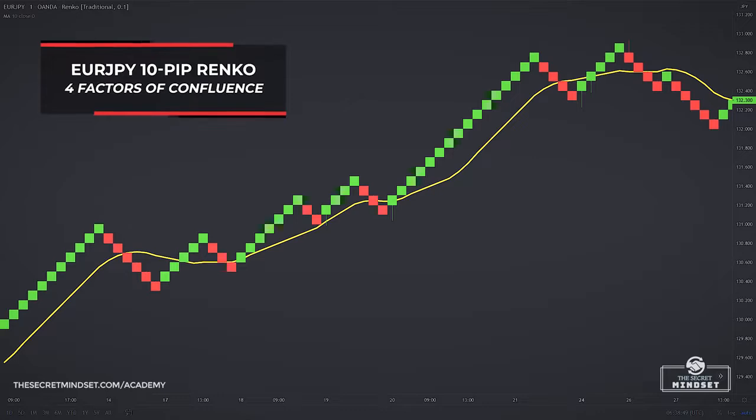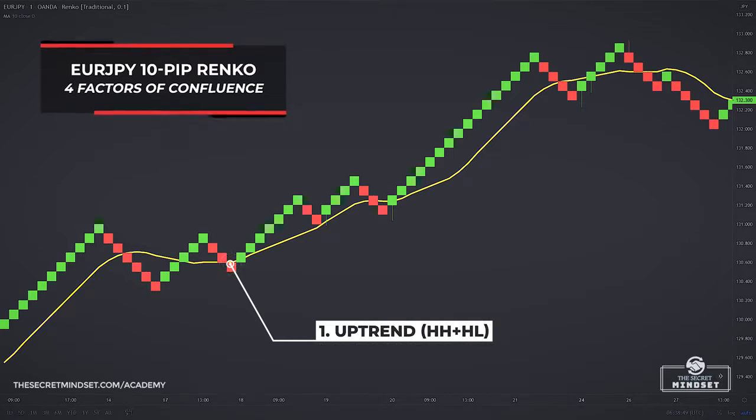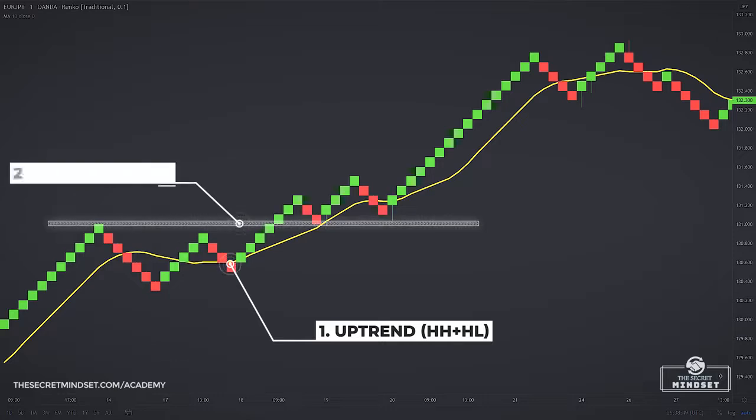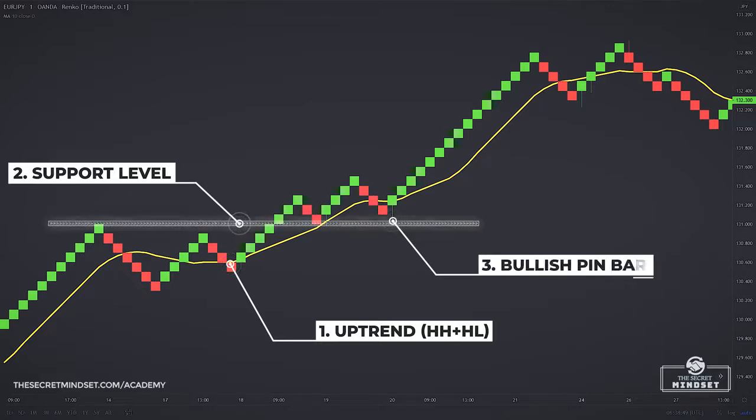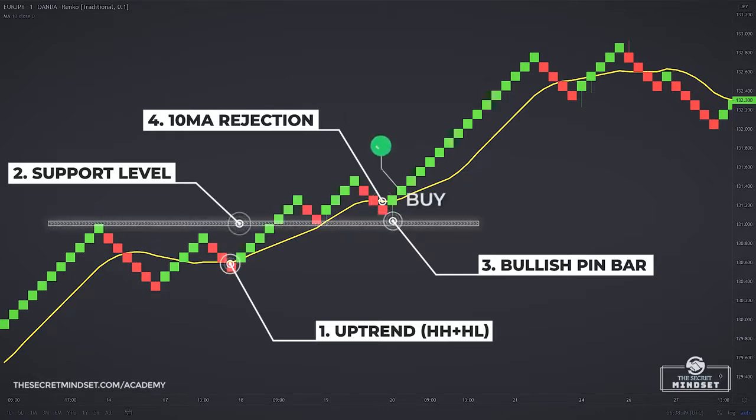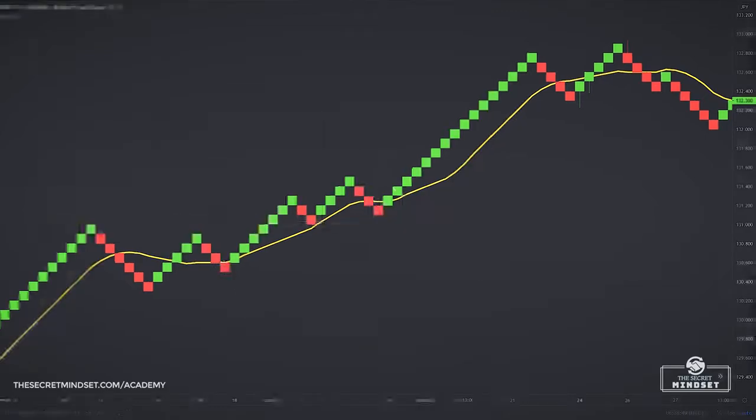In this example, we have a high probability setup with 4 factors of confluence. First, the trend. The market is trending up, which means that we have to follow the trend and look for a buying opportunity. Second, the level. The support level is an important key area in the market as price broke out the resistance level that becomes support and pulled back to it. Third, the signal. The formation of the Renko bullish pin bar after the retracement back to the new support level. And another signal. The rejection of the pin bar from the support level and the 10 moving average that acted as a dynamic support level. All these factors work together to give a powerful trading signal to buy the market.